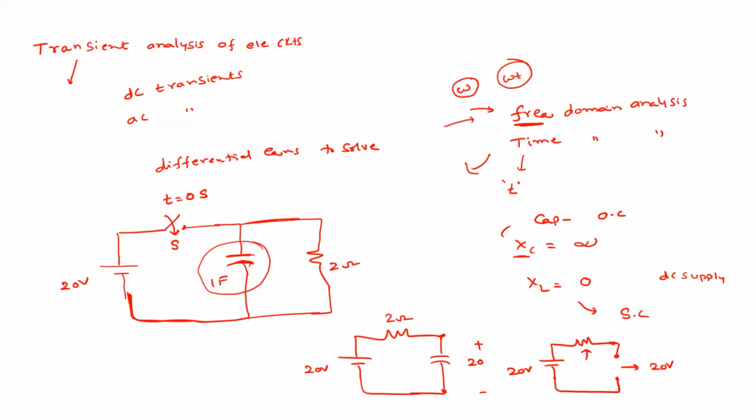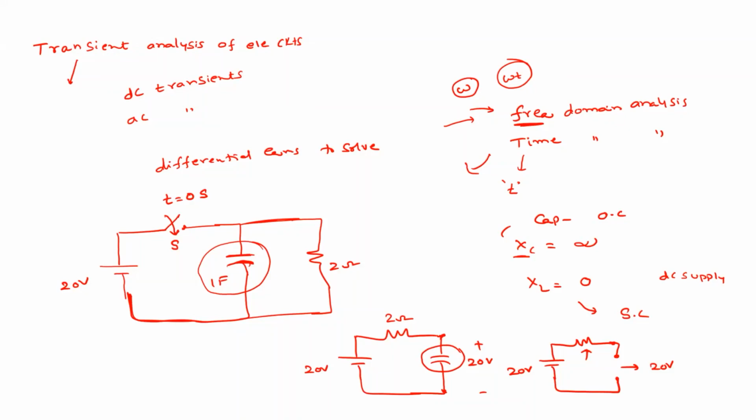Now anyone tell me, what is the voltage across this capacitor? The voltage across the capacitor is 20 volts, right? Understood? So that means the capacitor is charged to 20 volts. Now the thing is, how is the 20 volts reached? That we are going to study now.